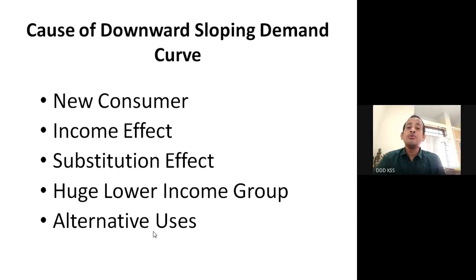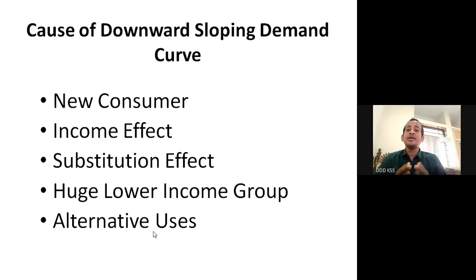Then the huge lower income group. Like a country like India, a maximum number of people have low income. So when price falls, maximum people try to purchase that product or good. Maximum people try to consume that good. And due to that, the demand curve has a downward sloping movement as the demand increases.